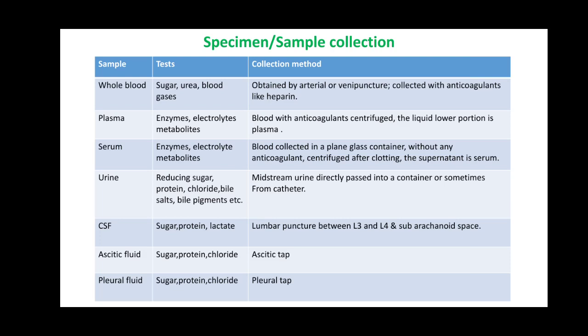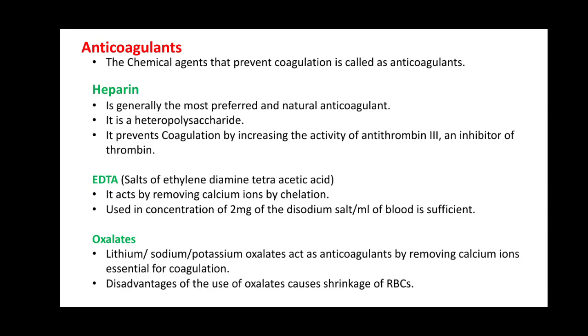For CSF, the tests are sugar, protein and lactate, and the collection method is lumbar puncture between the L3 and L4 in the subarachnoid space. Then there are the ascitic fluid and the pleural fluid. The tests for these are sugar, protein and chloride, and the collection methods are the ascitic tap and the pleural tap.